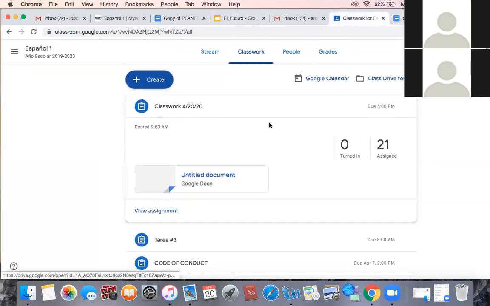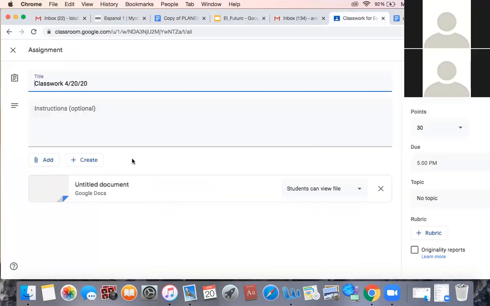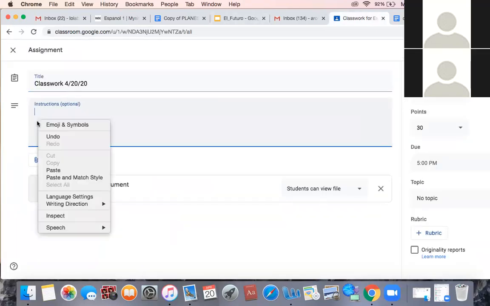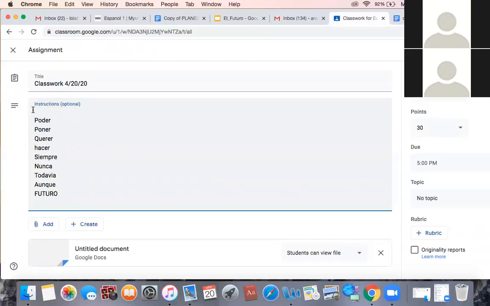So I want you guys to... How long does it need to be? As long as you're using all the words. That's what I want. Okay. And then the notes, you'll find them right here. So I'm going to put the words up here in case you don't want to copy and paste them. So I'm going to say, usa las palabras.